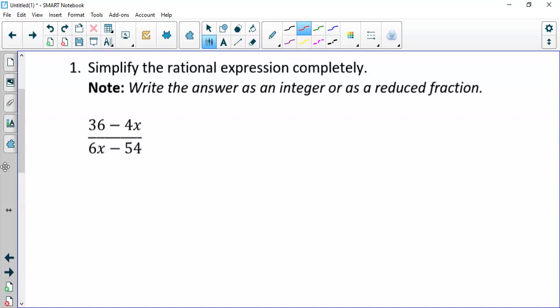We're not adding or subtracting or clearing the fraction. What kind of factoring are you doing? Yes, the greatest common factor. This is all about a GCF. Both the top and the bottom have GCFs. You need to pull them out. Find that GCF.